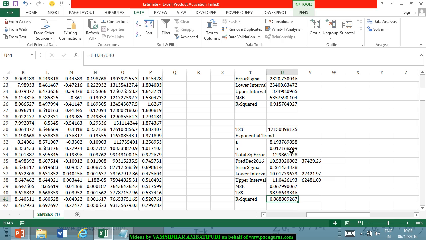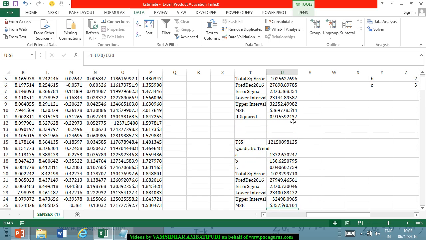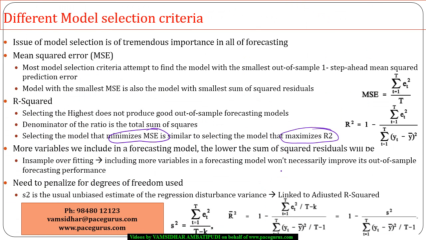So in this case you could see that the R squared is 91.57 here and it is 91.55 here. So I may be tempted that the R squared is highest in the quadratic trend model. So I should go with using the quadratic trend model for the prediction purposes, for the future forecasting purposes. But a couple of points regarding this.